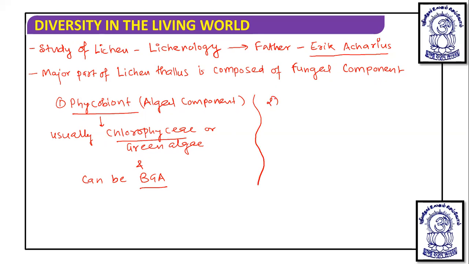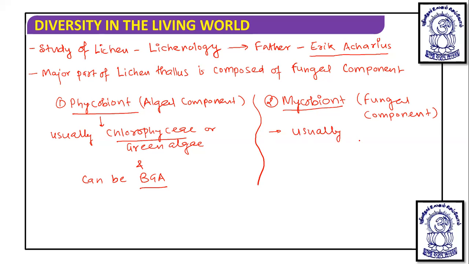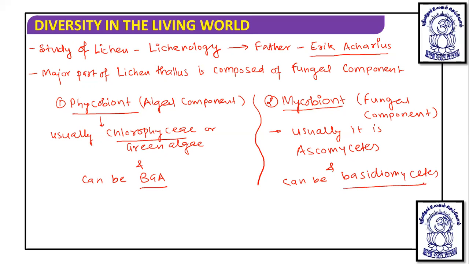The other component is the mycobiont, and the mycobiont is the fungal component. If we talk about this fungal component, usually it is ascomycetes and it can be basidiomycetes. So mostly you will see the fungal partner as ascomycetes. Sometimes you can see basidiomycetes as the fungal partner.